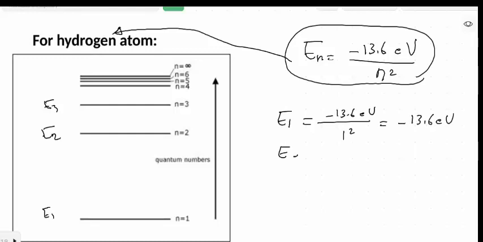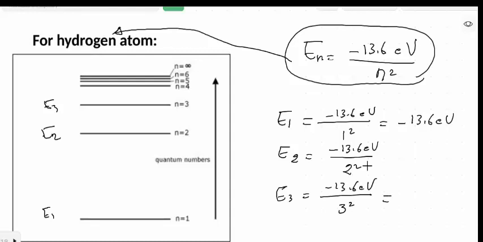If I need to calculate the energy of the second state or the second level, it is minus 13.6 electron volt over 2 squared. For the third one, minus 13.6 electron volt over 3 squared. E4, minus 13.6 electron volt over 4 squared, and so on.